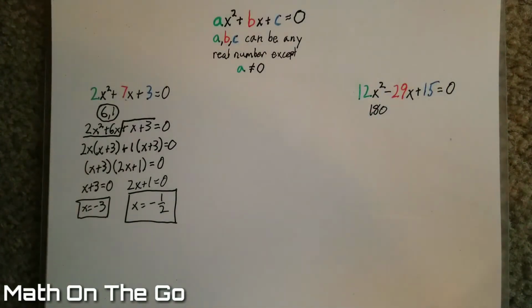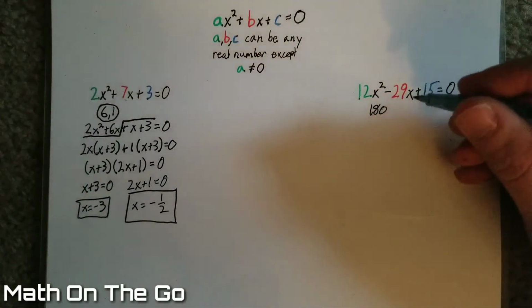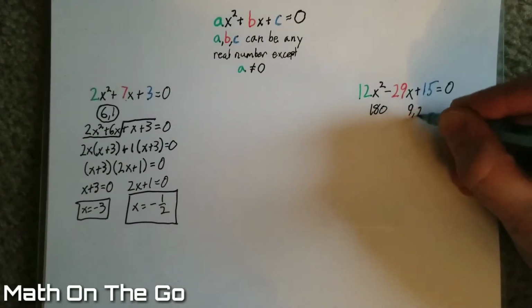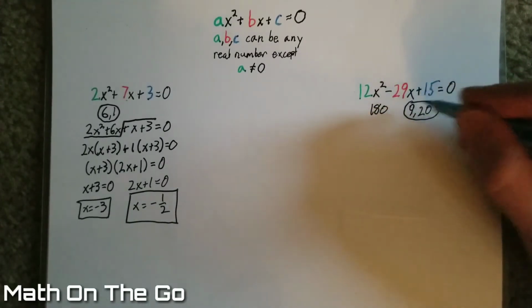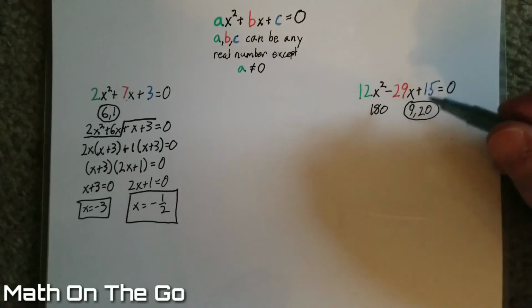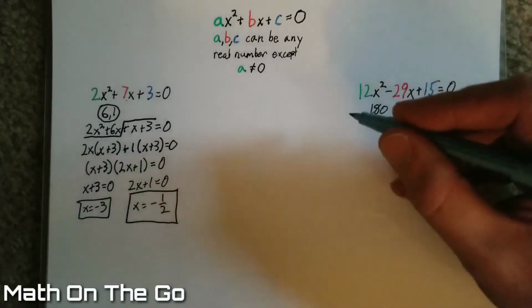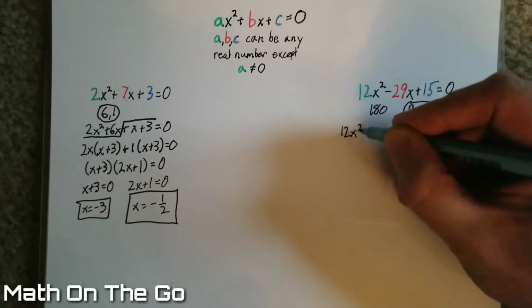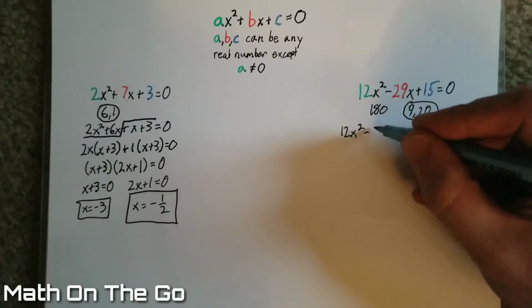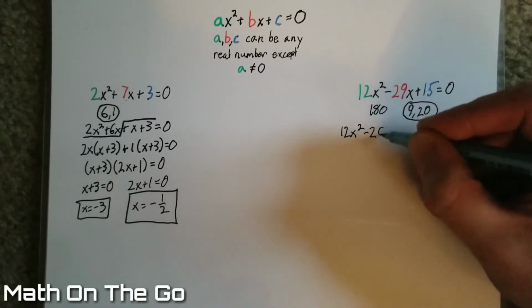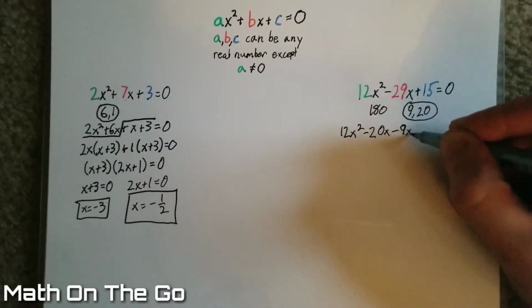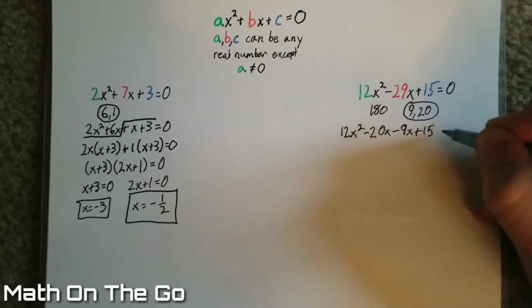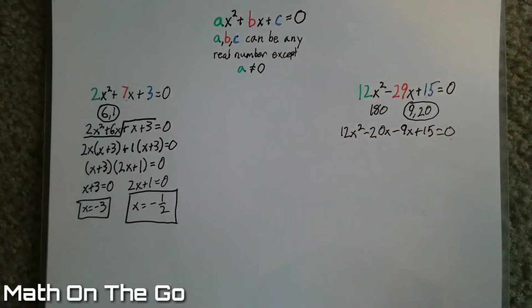9 and 20 multiplies to 180, and 9 and 20 adds to give us 29, so those are our numbers. That's going to replace our negative 29x. And they're going to have to both be negative, so we've got 12x squared minus 20x minus 9x plus 15 equals 0.